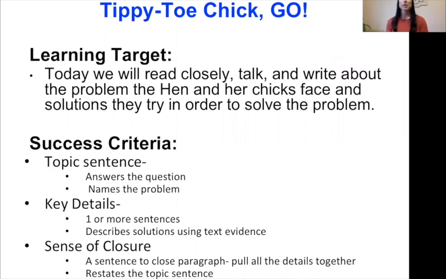The details in your writing need to be complete sentences that describe solutions to the problem by using evidence from the text. For the closing of your writing, your last sentence should pull all the details together and restate what the topic sentence says. By completing all of these steps in your writing, you will have met all of these success criteria. Today, we will be working together to complete the topic sentence of our writing. You will be completing the details and closing on your own.